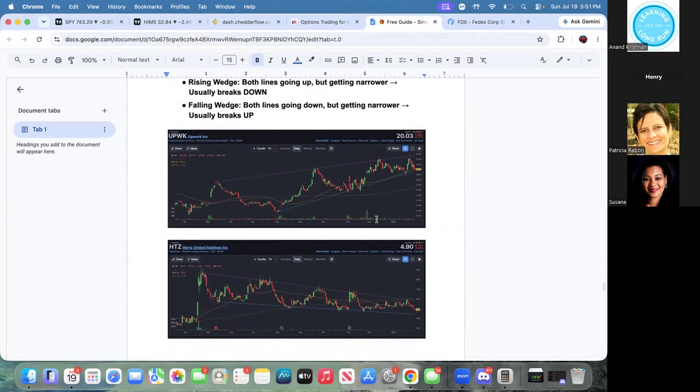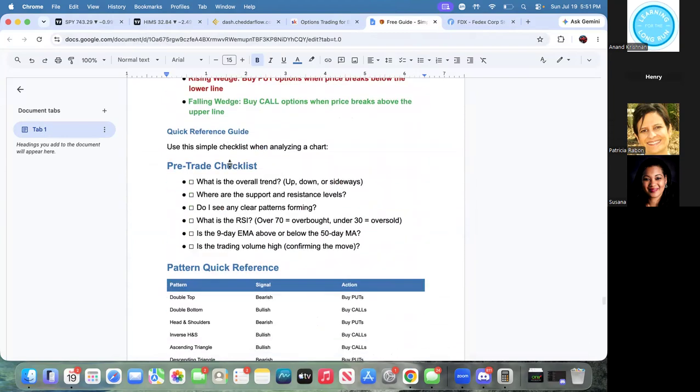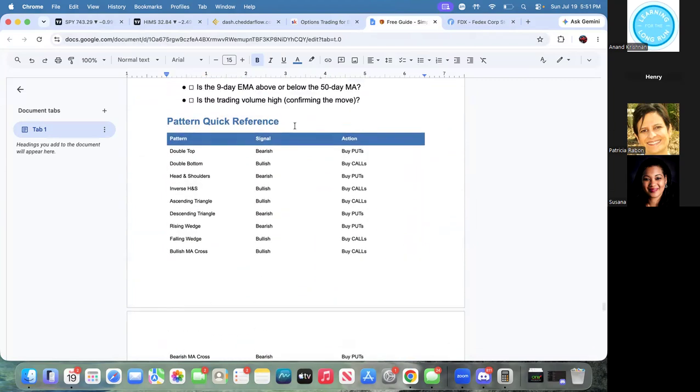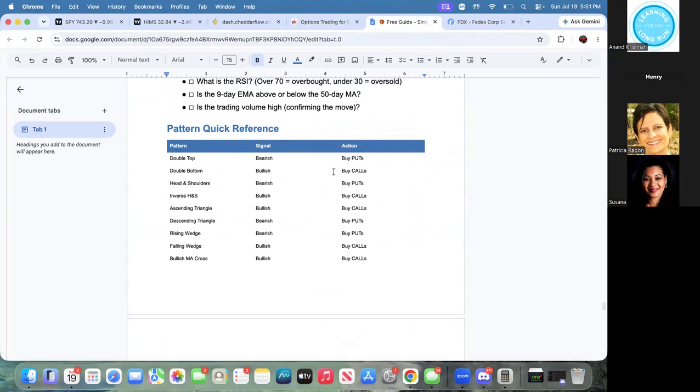Wedge patterns are the same as symmetrical, I mean, as ascending and descending triangles. Here's a cheat sheet. I can share this guide with you guys. Just type your email address in the chat, and then I'll forward you a link to this Google document.